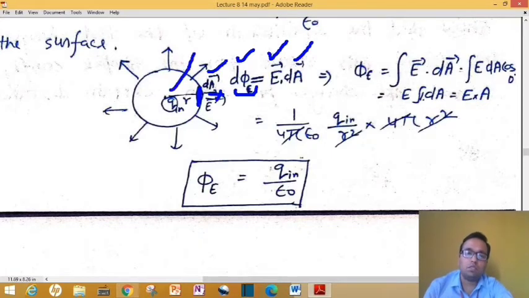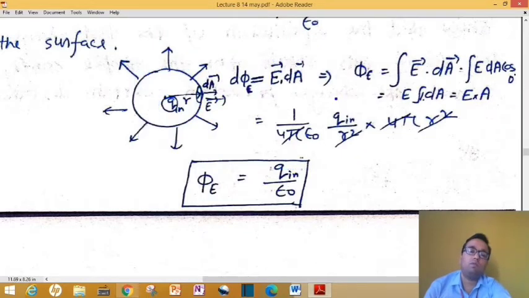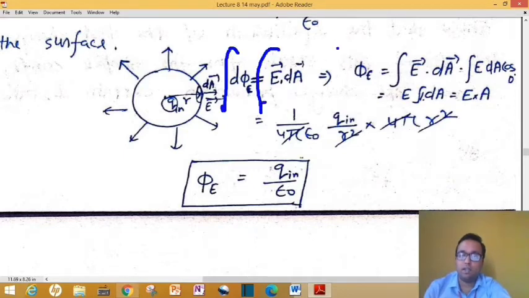If I ask you how much is the total flux, meaning in all directions, how much is the total flux that is emerging out of this whole sphere, then what will you say? You will basically integrate all such small radiation, you will add it all, integrating on the left hand side and on the right hand side. And on the left hand side you will get phi, on the right hand side you will say E dot dA. Okay, and it is a dot product, so you will write E dA cos 0.